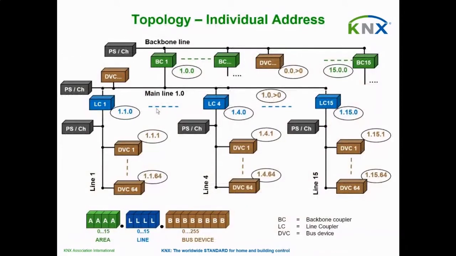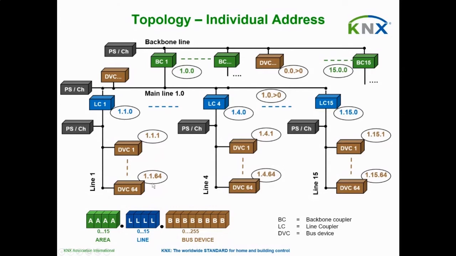And again, here's just another version of it. We've just put it all onto one page just for simplicity's sake. You can see at the top we have the backbone line being the line that connects all different areas. We have our backbone coupler, and our backbone coupler, again, it's area, line, device. Area 1, line 0, device 0. We come down to line 1 then, and the line coupler for that line is area 1, line 1, device 0. And all devices on that line then are 1 to 64.